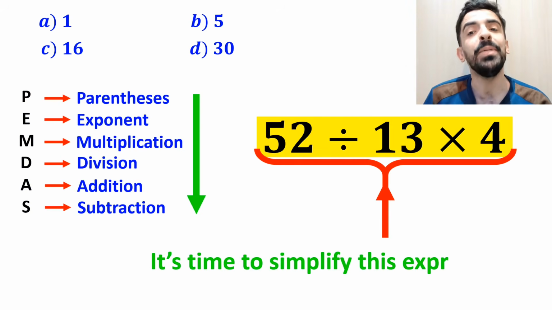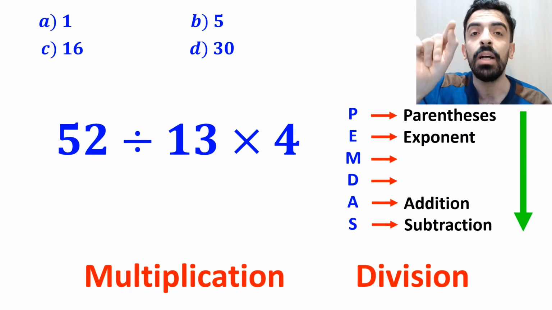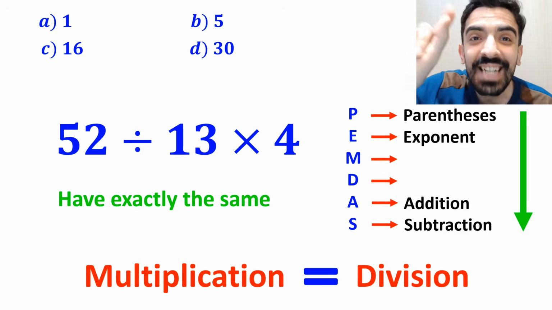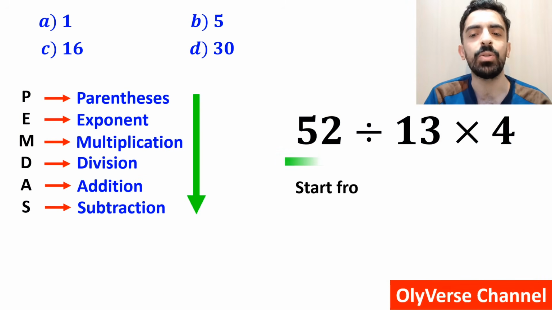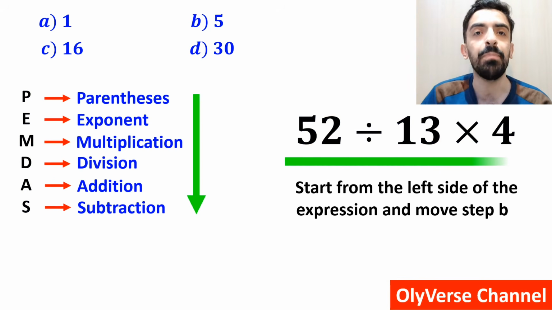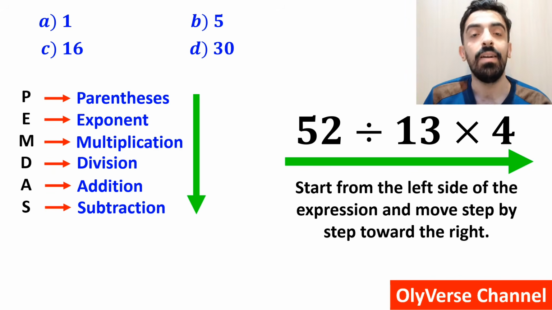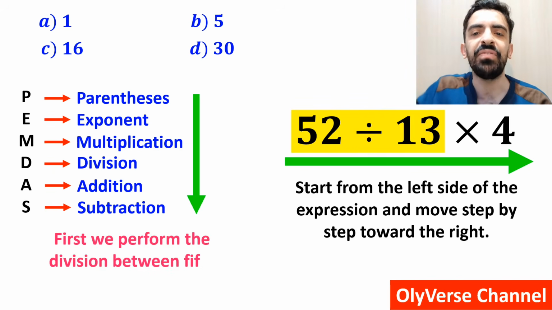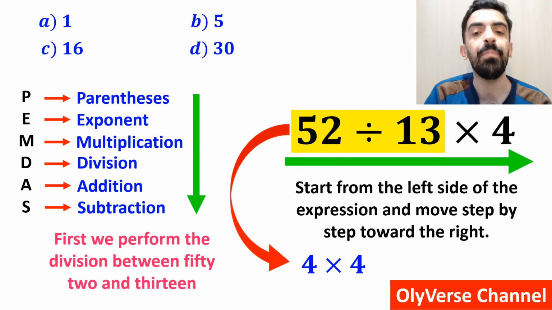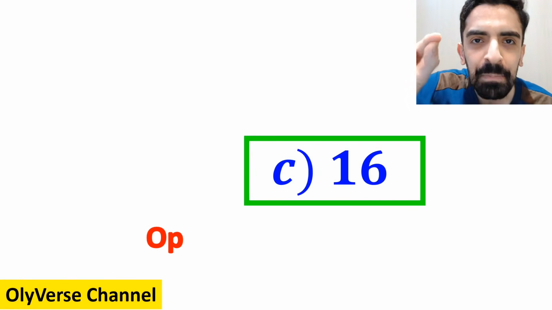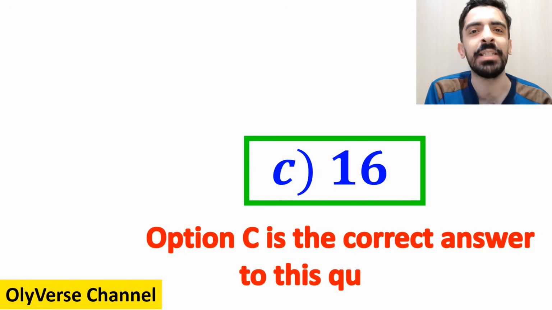Now, it's time to simplify this expression. It's very important to note that in the PEMDAS rule, multiplication and division have exactly the same level of priority. In this case, all we need to do is to start from the left side of the expression and move step by step toward the right. So, first we perform the division between 52 and 13, which simplifies this expression to 4 multiplied by 4. And finally, the value of this expression will be 16. Therefore, option C is the correct answer to this question.